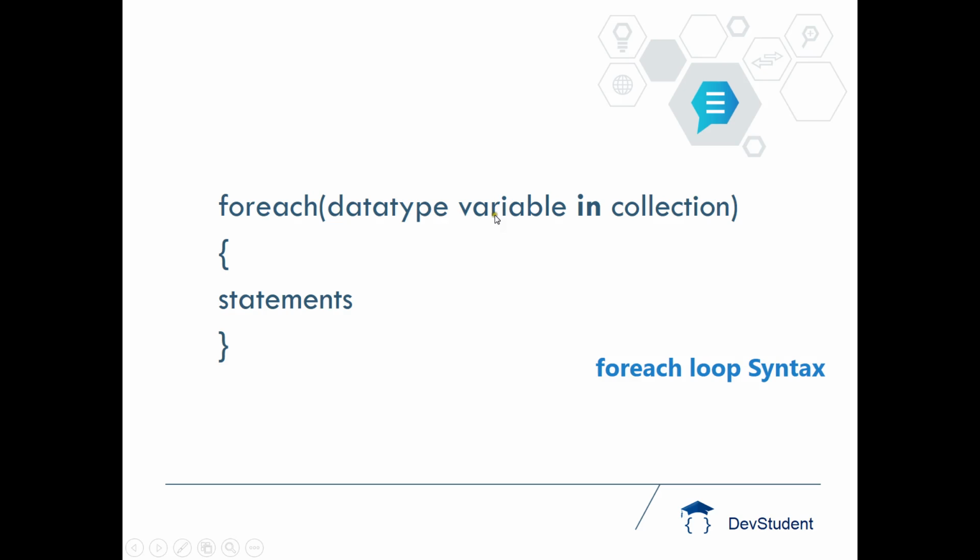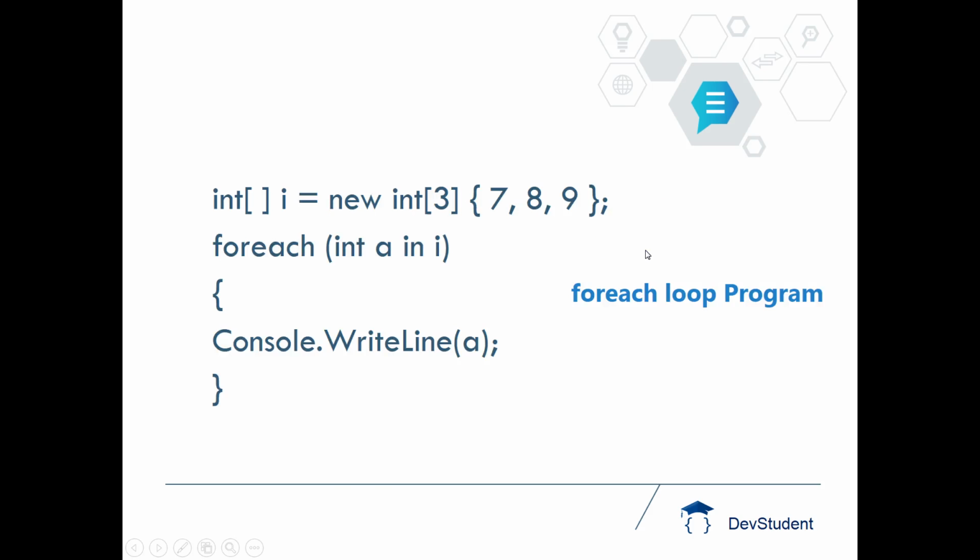The data type of the variable should match the elements coming from the collection, because if you have 5 elements inside a collection, the first element will be coming out and will be placed inside a variable. So the data type should be matched. Every time the loop is repeating, the statements will be executed, and the loop will be repeated based on the elements present inside the collection, based on its count.